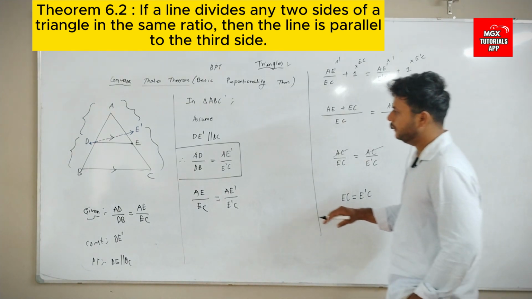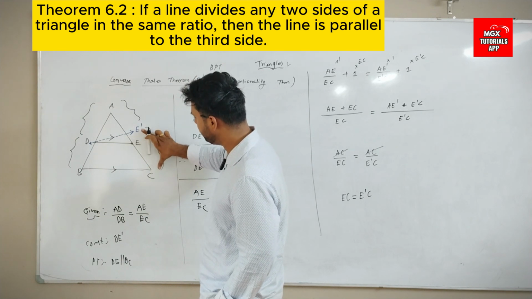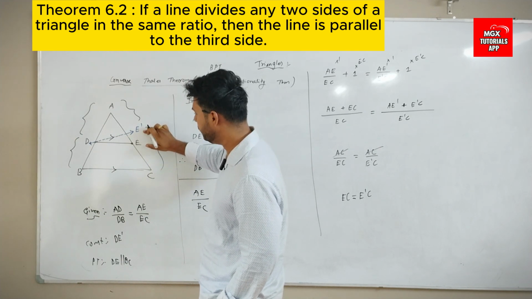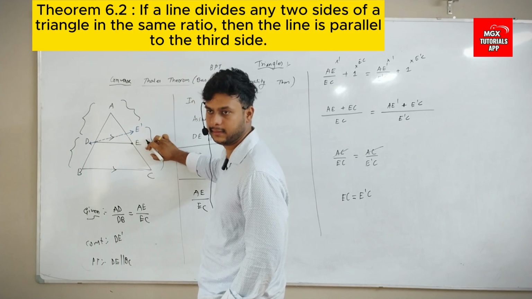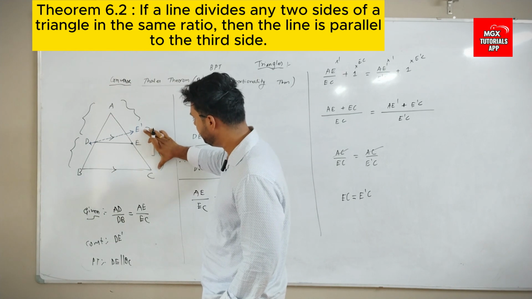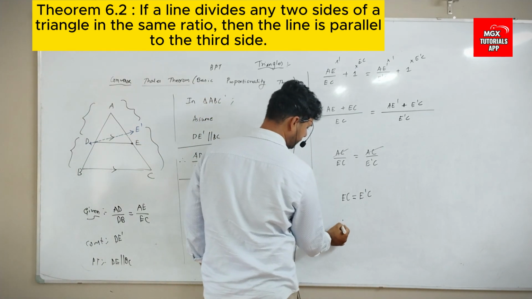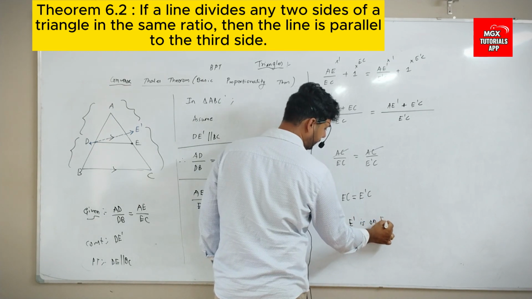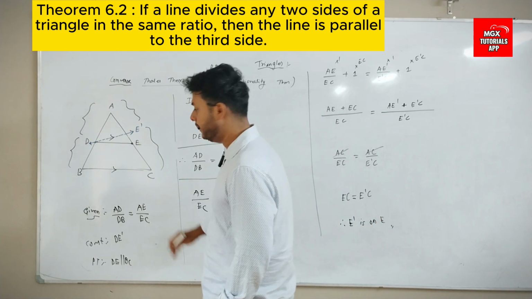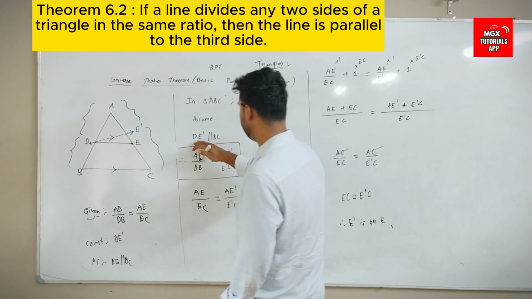If EC is equal to E dash C, this is 5 cm, then this is also 5 cm, meaning E dash is on E only. Therefore, E dash is on E only. Correct? Okay, I have assumed that DE dash is parallel to BC.